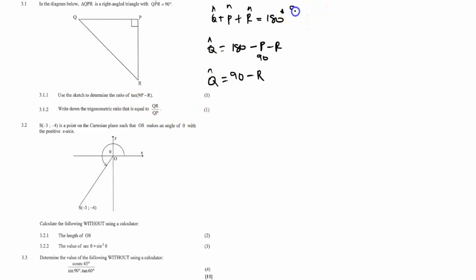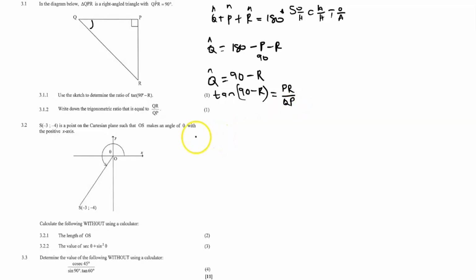And we do know we've got SOH CAH TOA. So we know that tan is opposite over the adjacent. Now if we are on angle Q, the opposite is going to be PR over QP. So it's opposite over the adjacent. So tan (90 minus R) is going to be equal to PR, which is opposite, over QP, which is adjacent.